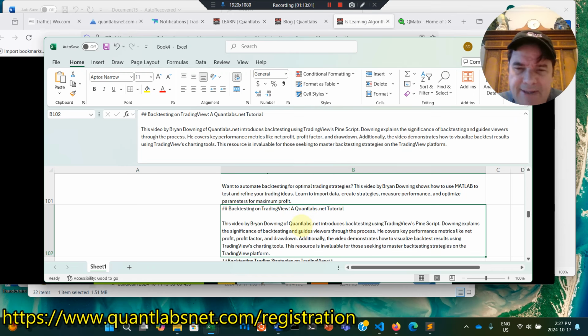Next one, again, backtesting on TradingView. So again, we now are moving into TradingView, the PineScript language. The significance of backtesting, and it guides viewers through the process, covering performance metrics. Now, this is out of the box with TradingView: net profit, profit factor and drawdown. Very important over the long run.